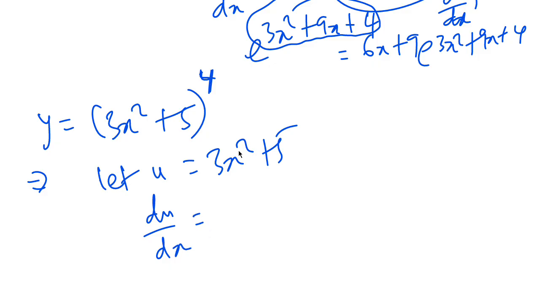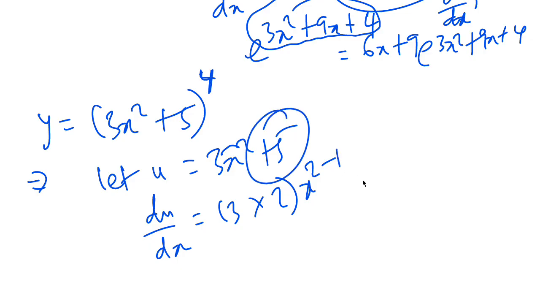We differentiate 3x squared. The 2 will come down. It becomes 3 times 2 times x raised to 2 minus 1. Differential of a constant is 0. So we have 6x, right? So that would be du over dx.